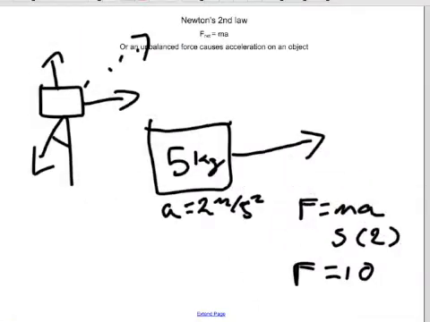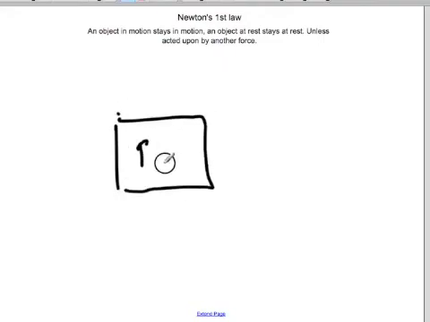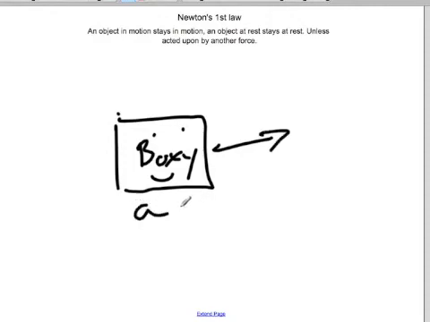But let's go now to the next one. Let's move on to Newton's first law. Alright, so in Newton's first law, we have an object in motion stays in motion, and an object at rest stays at rest. So let's draw Boxy once again. Now, Boxy here has some force acting on him. We knew that from before. And he's accelerating. So yay, he's moving.